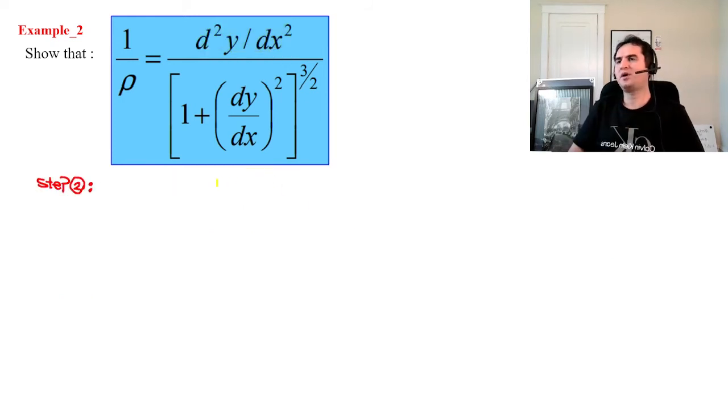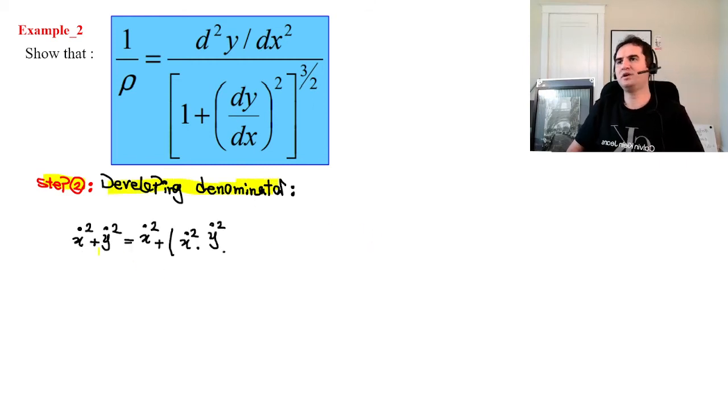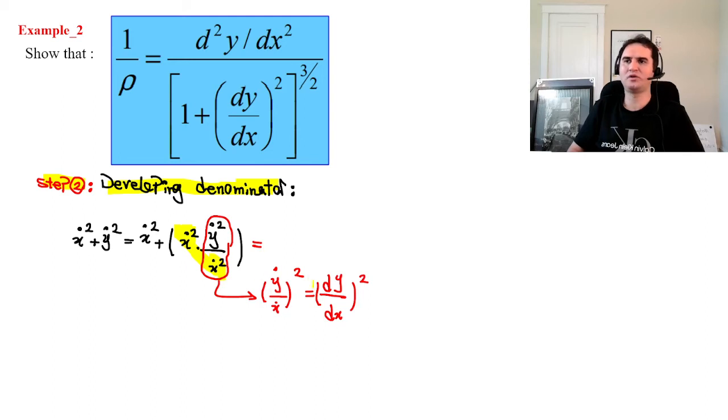The other part, step 2, is developing an equation for the denominator, which is this part. And at the same time, we know x dot squared plus y dot squared. You can easily write the equation like x dot squared plus, in parentheses, you can cancel this part, and that's again y dot squared. We just add that in terms of our derivation.